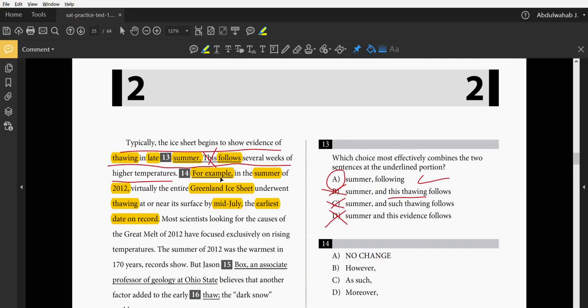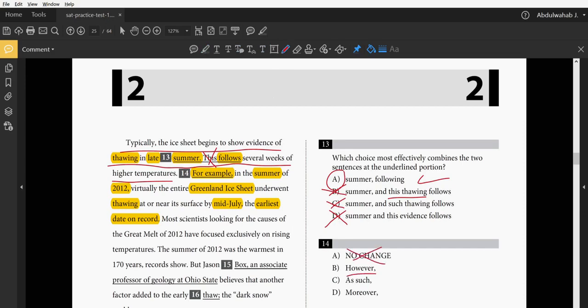So I wouldn't be using "for example", because this doesn't give an example of the sentence that preceded it. This actually gives a contrasting example to the sentence that preceded it. So I'm not keeping it. I do need change, so I'm not going with A.